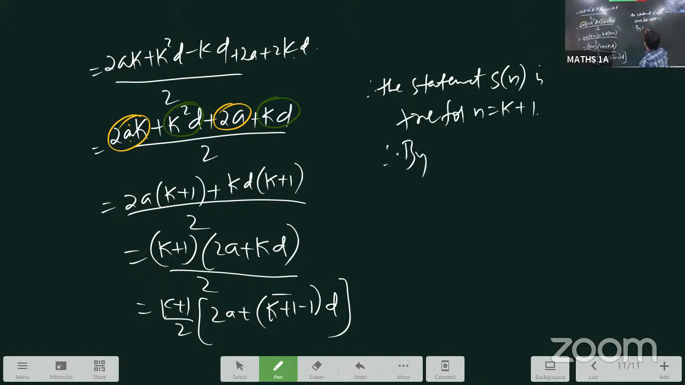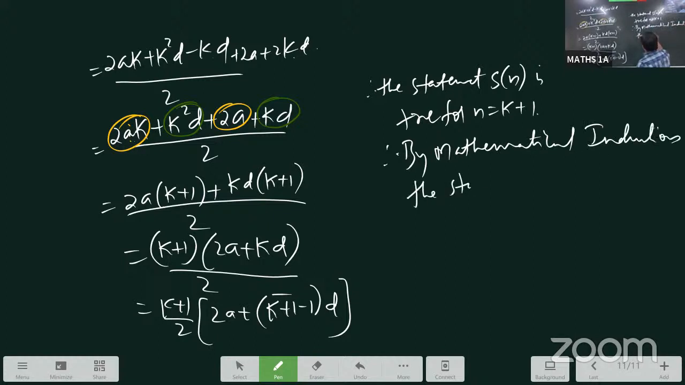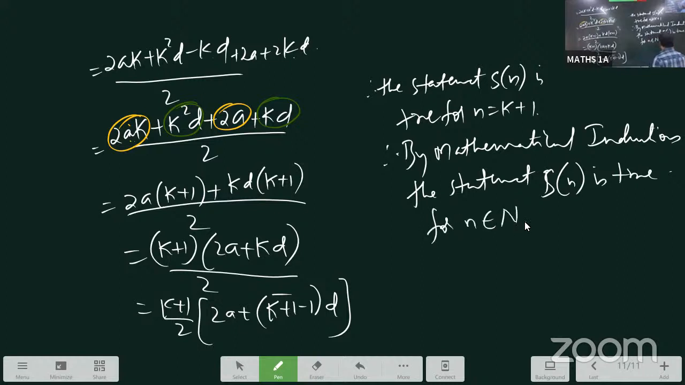Therefore, by mathematical induction, the statement S of n is true for n belongs to capital N.